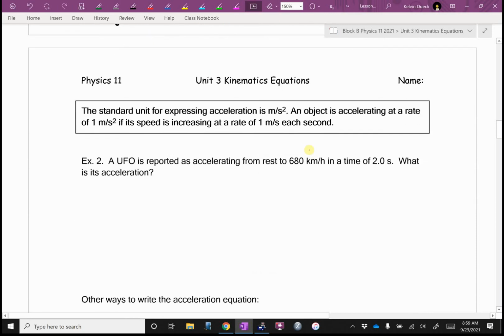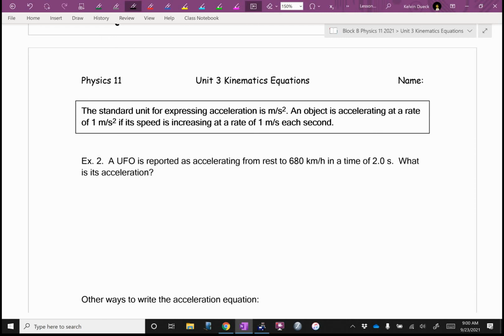Turn the page. So again, the standard unit for expressing acceleration is meters per second squared. Meters per second per second. If an object is accelerating at 1 meters per second squared, that means each second its speed is increasing by 1 meter per second. If you're accelerating at 5 meters per second squared, that means each second your speed is going up by 5 meters per second.